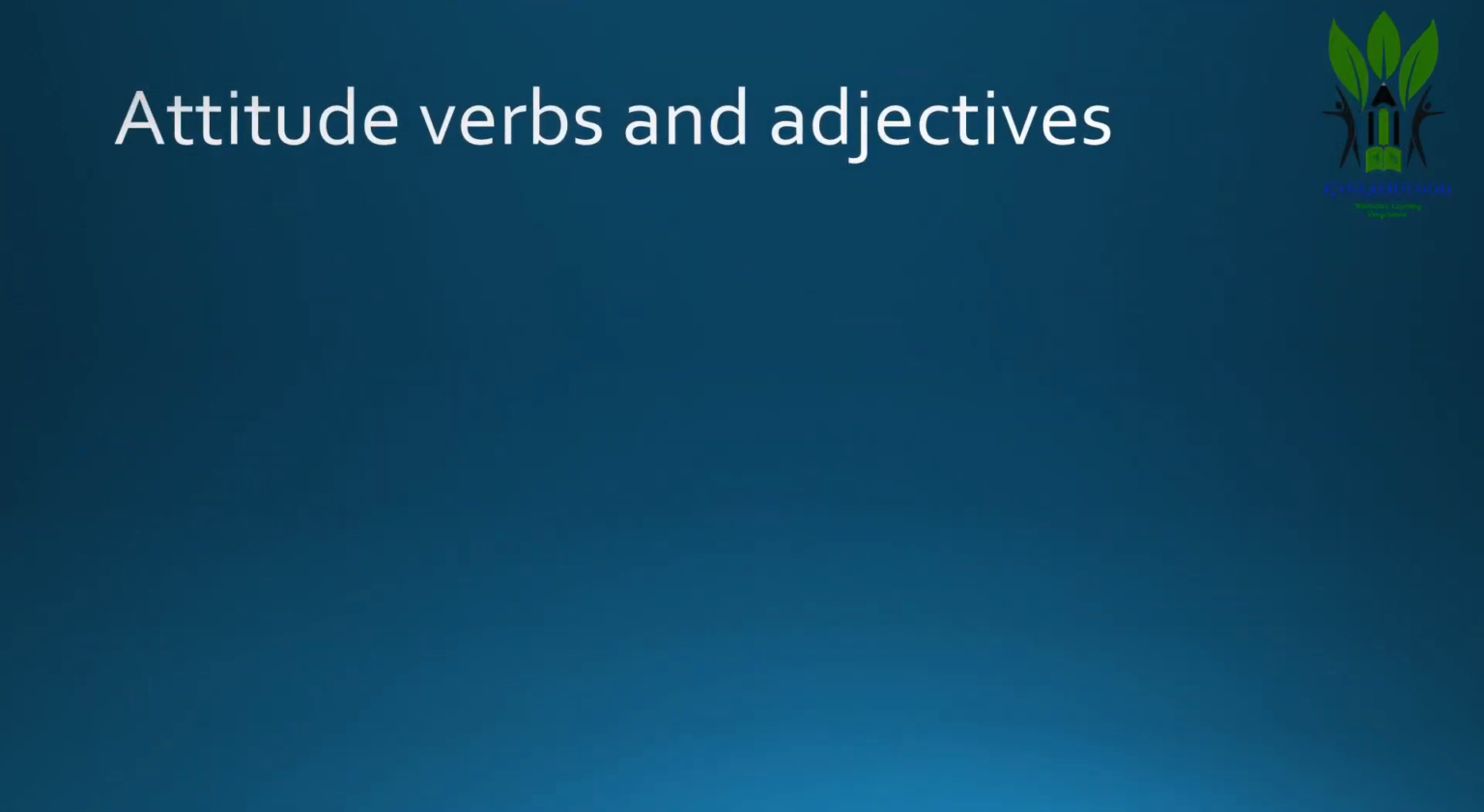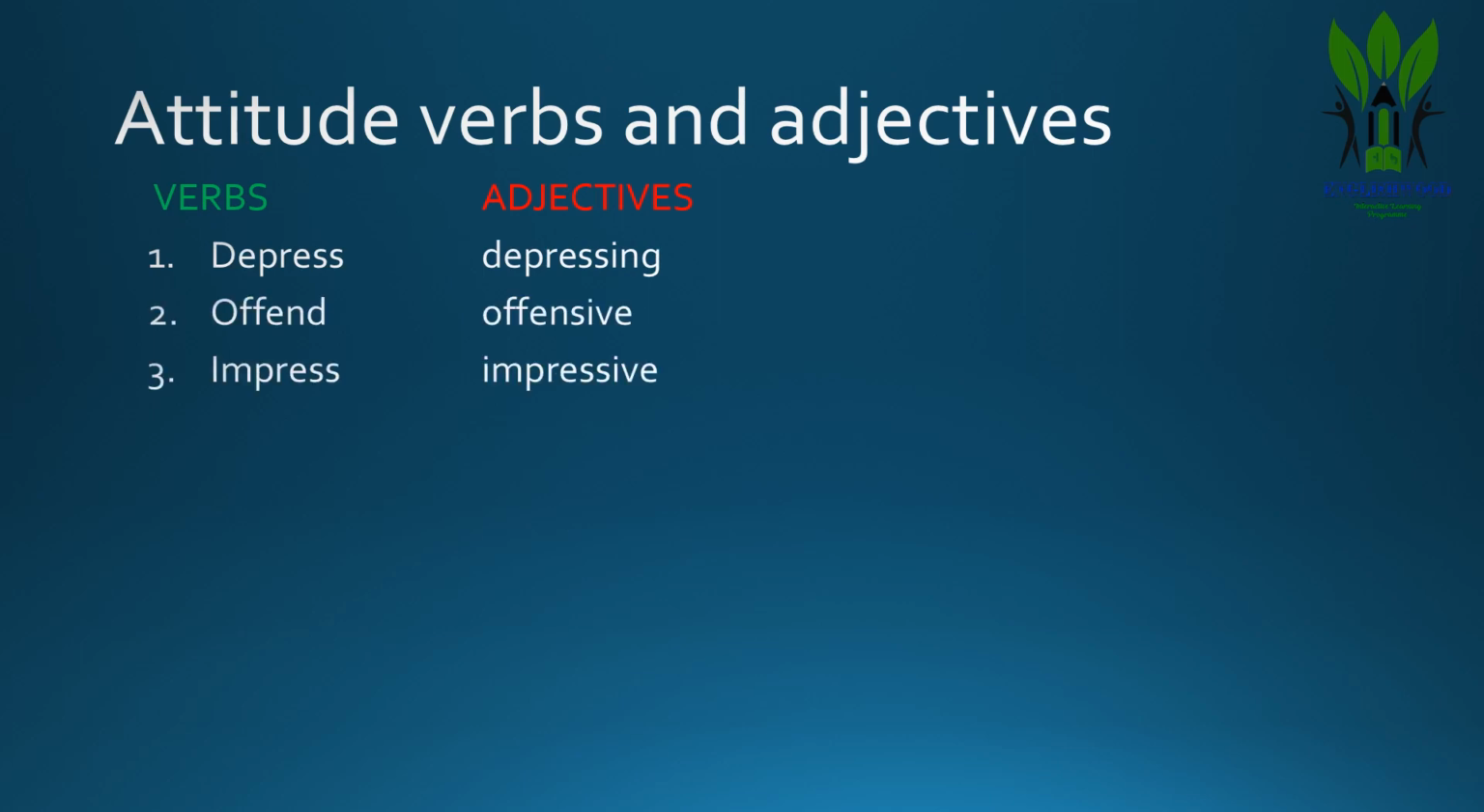This section gives you attitude verbs and changing them into adjectives, because we should know the verbs which express attitudes. Then we should also learn to change them into adjectives. Sometimes the examination also asks to change them into adjectives. So it is very important that a student learns these verbs and adjectives. For example, 1, depress, adjective is depressing. Offend, offensive. Impress, impressive. Excite, exciting.